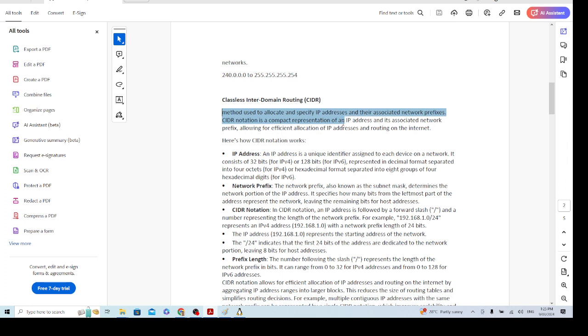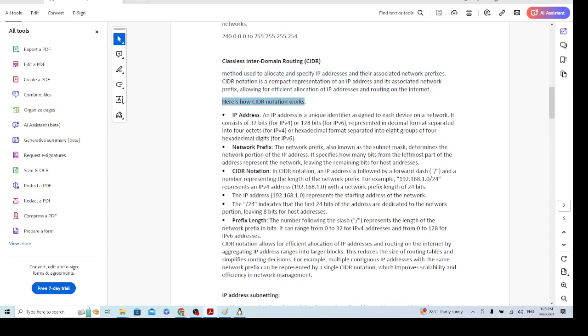CIDR notation is a compact representation of an IP address and its associated network prefix, allowing for efficient allocation of IP addresses and routing on the internet. And here is how CIDR notation works. IP address. What is an IP address in the context of CIDR?